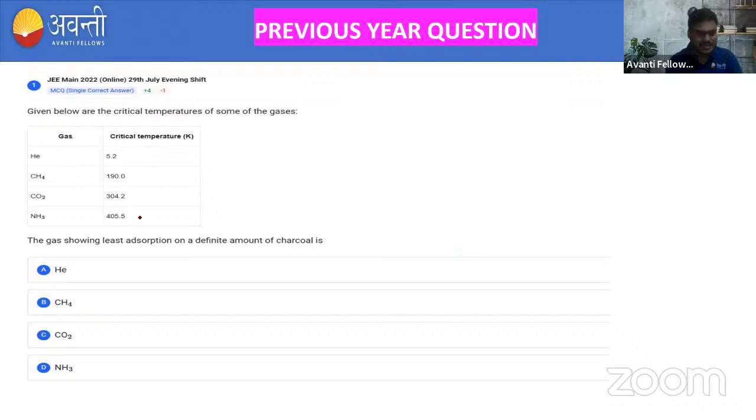We have a critical temperature for NH3 405, CO2 304, CH4 190, helium 5.2. You have to identify which gas is least adsorbed. Those having the maximum critical temperature are easily adsorbed, and those having the lowest critical temperature have the lowest rate of adsorption. So which option is correct? That is the helium, because it has the lowest critical temperature. The higher the critical temperature, the easier the adsorption takes place. So out of these, they are asking for the least adsorption on charcoal, so the one with the least critical temperature. So this is for helium.